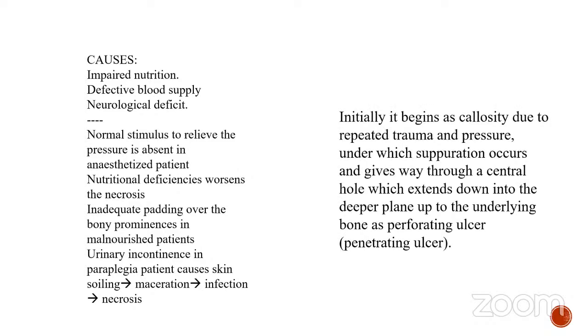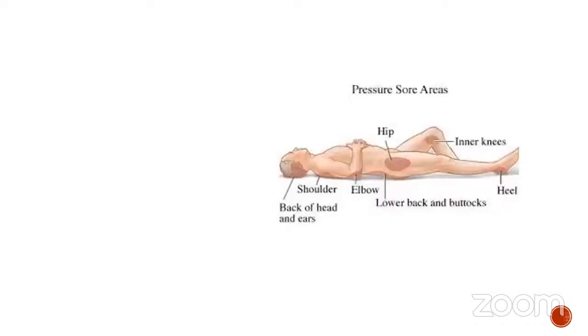Initially, it begins as callosity. Callosity means thickening or hardening. So initially, the body tries to harden the area which is constantly exposed to or comes in touch with pressure, and due to that it leads to suppuration. So there will be a callosity, under which suppuration will happen, and eventually the suppuration will come through the callosity, and that's how an ulcer is formed. Here, the important things are impaired nutrition, defective blood supply, and neurological deficit.